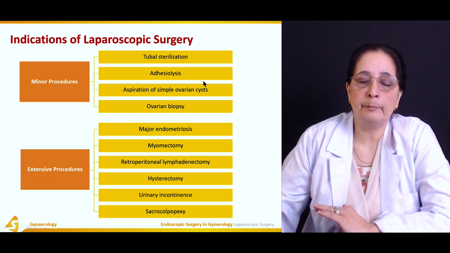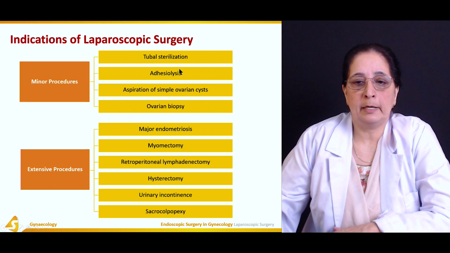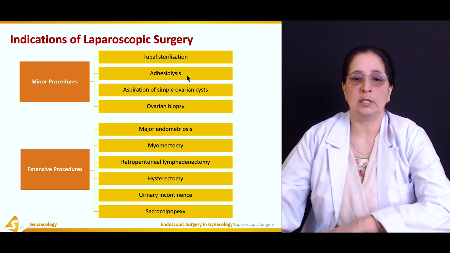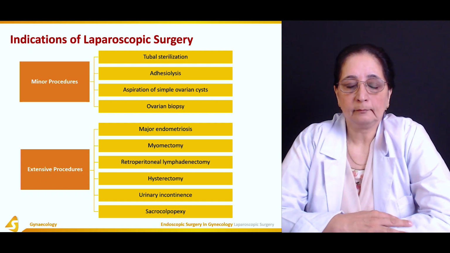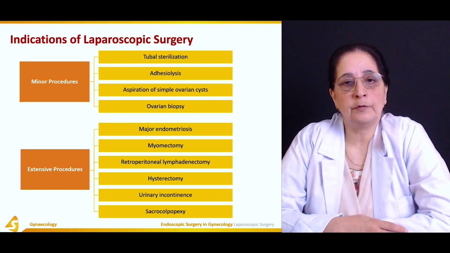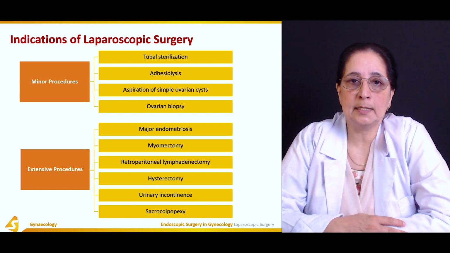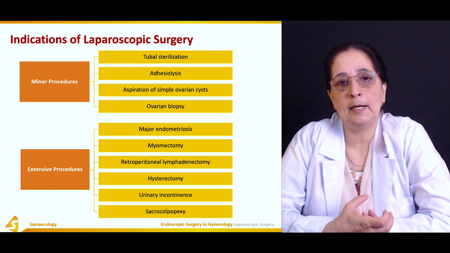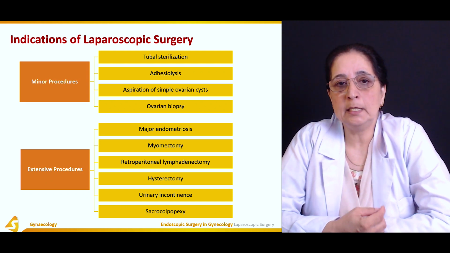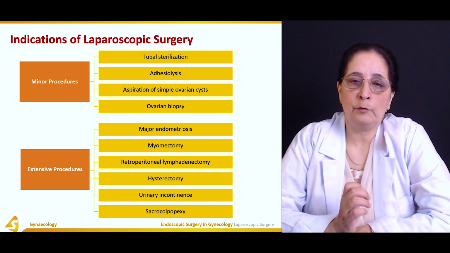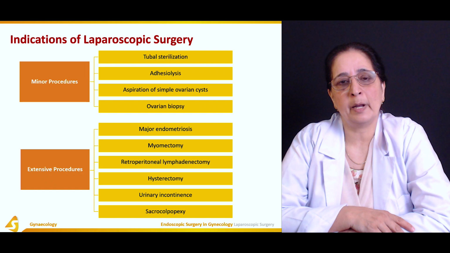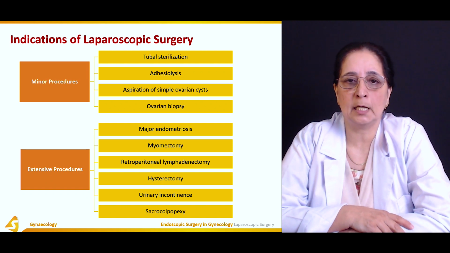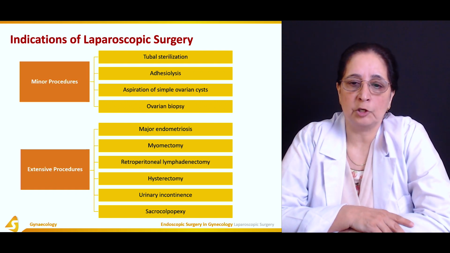Adhesiolysis: lysis is the breakdown. So breakdown of the adhesions is also done by laparoscopic surgery. Then aspiration of simple ovarian cyst. A simple ovarian cyst is a fluid-filled sac. Sometimes a needle is inserted and fluid is removed from the cyst. So that is also a minor procedure that can be done by laparoscopic surgery.